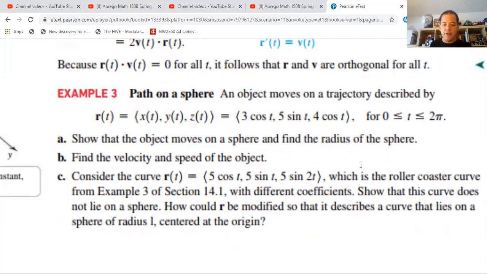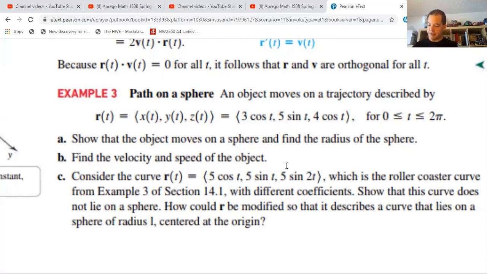It says consider the curve 5 cosine t, 5 sine t, 5 sine 2t, which is the roller coaster curve. That's like the Pringles graph that we did last class or 2 classes ago with different coefficients. So it goes a little bit more up and down. The other one was times 0.4, if you remember. It says, show that this curve does not lie on a sphere. How could it be modified to describe a curve that lies on a sphere of radius 1, centered at the origin? And that's the second part we will do. All right? So, good. So let's start from the beginning.